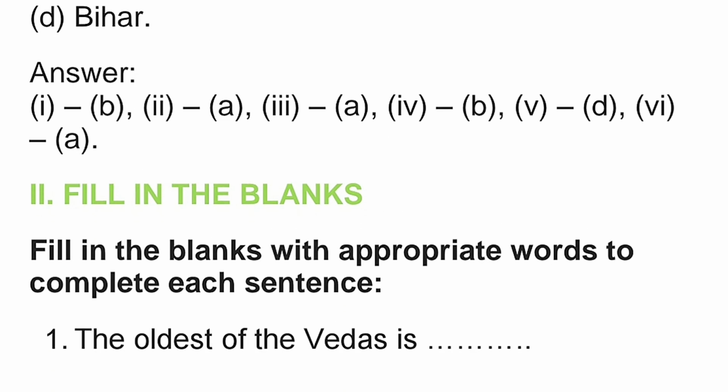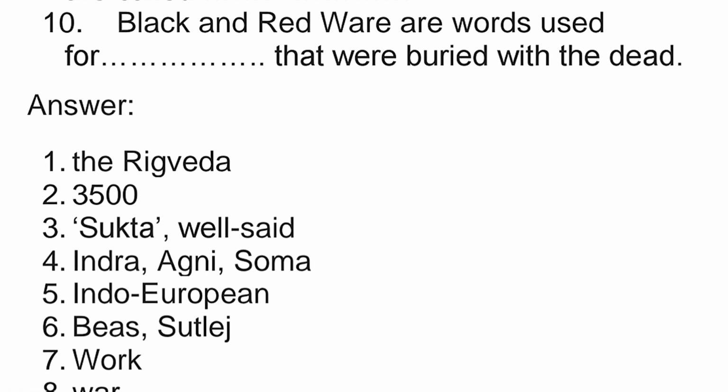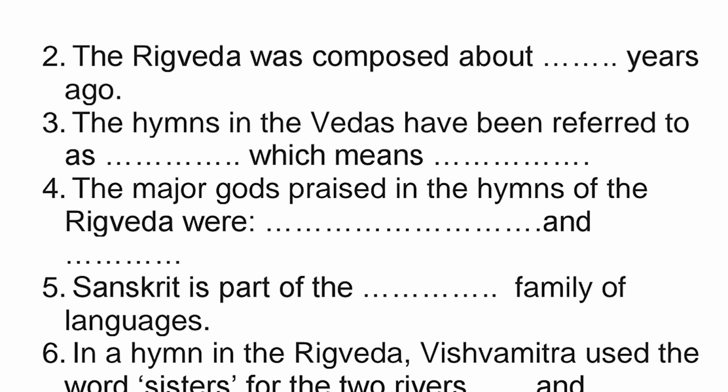Let's see the next question. Fill in the blanks. What is the question? The oldest of the Vedas is... Right answer is Rig Veda. Okay. Next question is, the Rig Veda was composed about blank years ago. Right answer is 3500 years ago. Okay. Next question, 3rd is, the hymns in the Vedas have been referred to as blank, which means blank. The right answer is Sukta. Yani, it means the hymns in the Vedas have been referred to as Sukta.